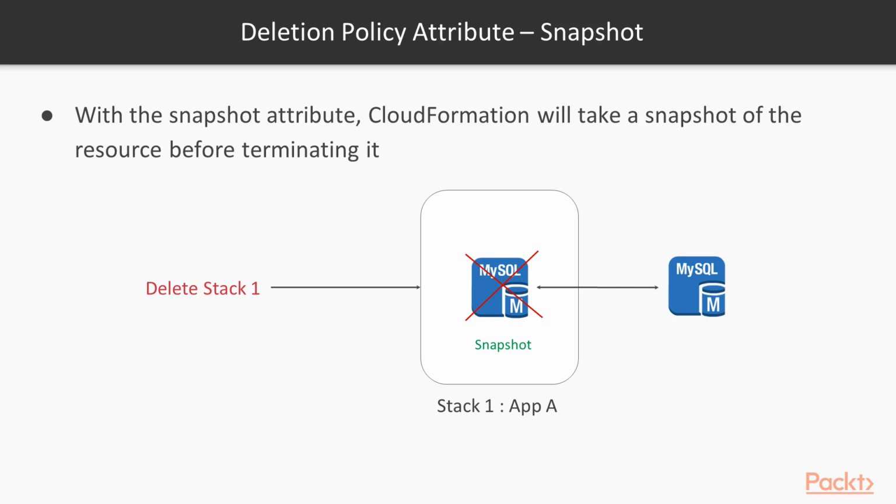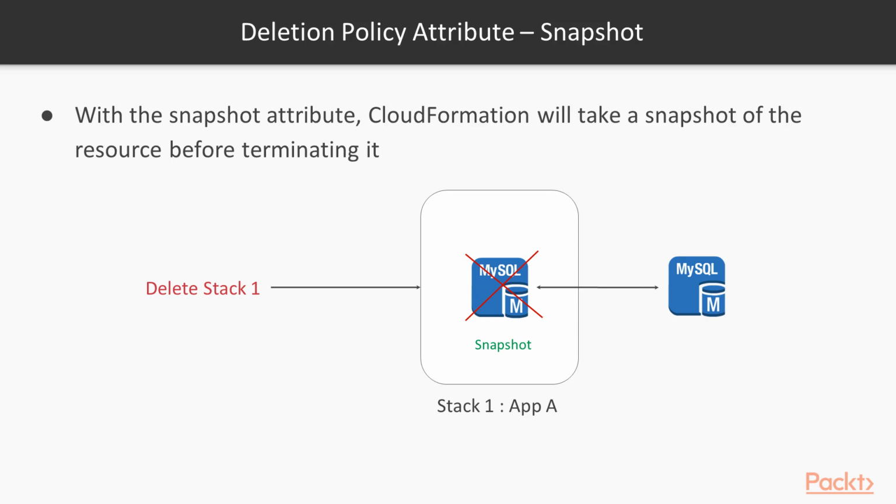So again, let's take an example. You have a stack 1 and you have this MySQL database here. And this MySQL database has a deletion policy of snapshot. Now what will happen is you make a call, delete stack 1. CloudFormation will see that the RDS database has a deletion policy of snapshot. So it will take a snapshot of this specific RDS database, and once the snapshot is complete, it will then go ahead and delete the original database. So this is what the deletion policy of snapshot is all about.